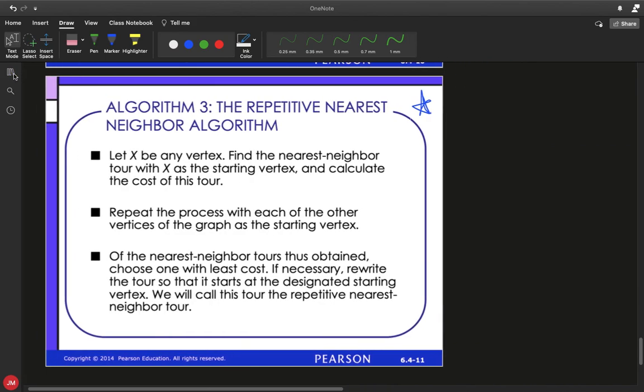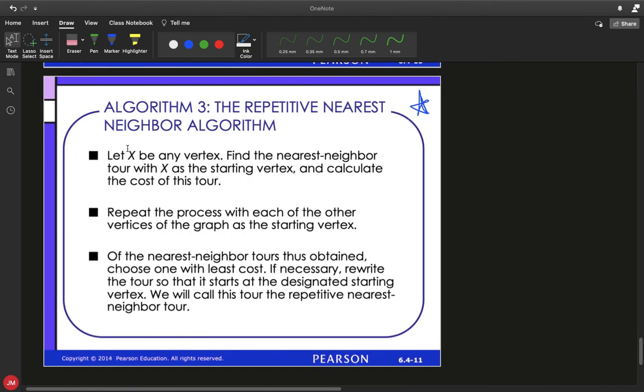All right guys, so that wraps up repetitive nearest neighbor. We've now seen 3 algorithms, which are brute force, nearest neighbor, and repetitive nearest neighbor, and you can probably start to see some of the advantages and disadvantages of those 3 methods. That being said, in the next video, we will take a look at our very last method, which is going to be the cheapest link algorithm.